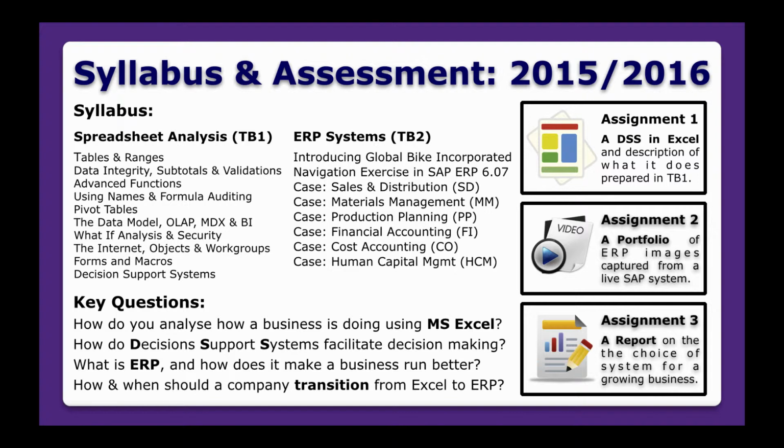There are 3 bits of assessment. Assignment 1 is the DSS. So you create a simple system in Excel and then you document how you built it. And that is handed in about February time. Assignment 2 is a portfolio of ERP images captured from a live SAP system which we have running in the labs, and which is ERP 6 by SAP. And then we have assignment 3, which is a report on the choice of system for a growing business. So when is it appropriate to have a particular type of system?